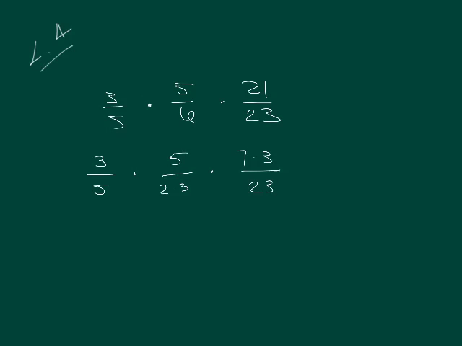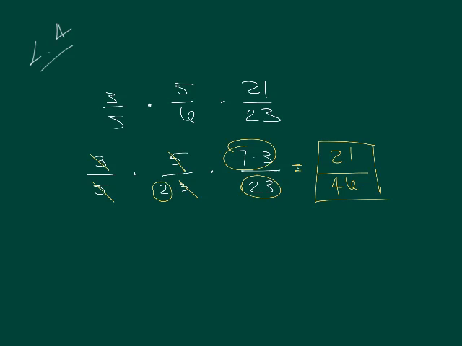Well, in this case, I have a 3 here and a 3 here that I can cancel, and a 5 and a 5 I can cancel. So now I get 7 times 3 is 21, because that's all that's left that wasn't canceled, and then I have a 2 and a 23, which is 46. So I know that that cannot be reduced because I already reduced it here before I actually multiplied.